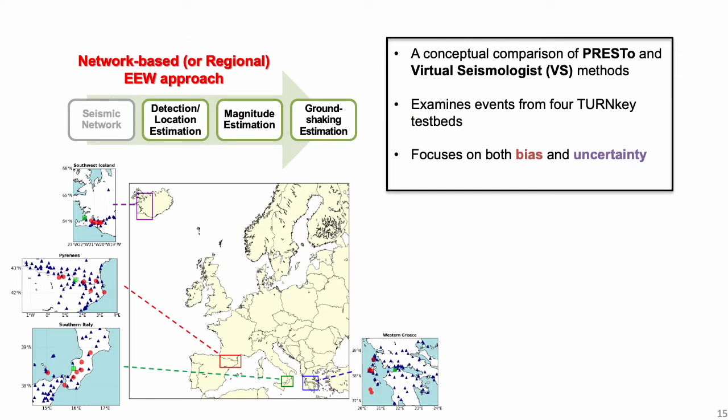What we did was we compared two very popular earthquake early warning algorithms, the PRESTO algorithm and the virtual seismologist algorithm, taking earthquakes and synthetic events that have been recorded or simulated at 4 different TURNkey testbeds. And what we did was we examined accuracy and uncertainty.